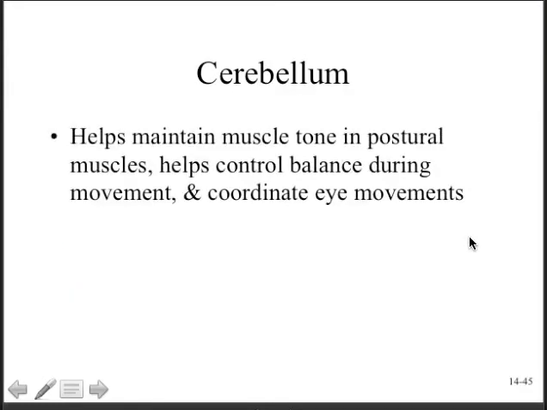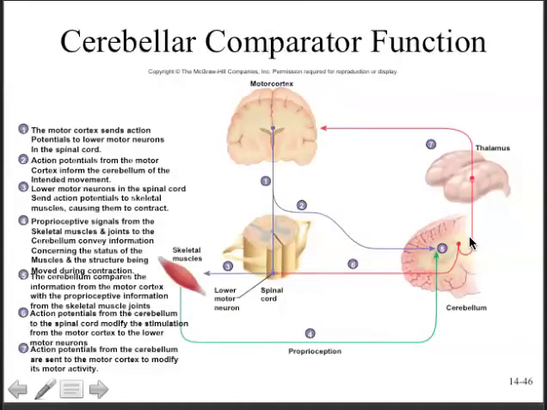Now, the cerebellum is important because it helps us, again, to compare intended actions with what we're actually doing. So it also maintains muscle tone in postural muscles. It helps control balance during movement, and it coordinates eye movement as well. And what we can see here is sort of a list of how the cerebellum carries out its activity as an action editor. So what happens, again, when we begin the plan of generating movement, we hatch it again in the frontal lobe.